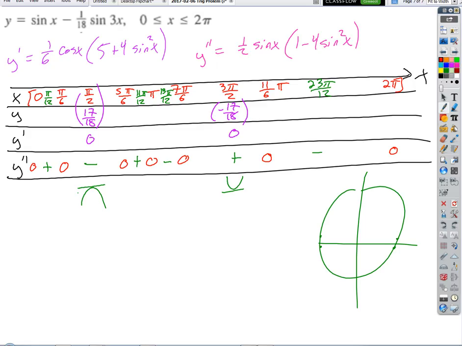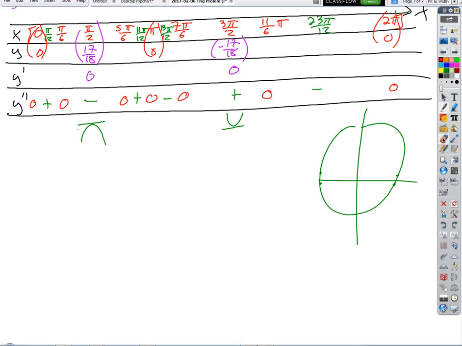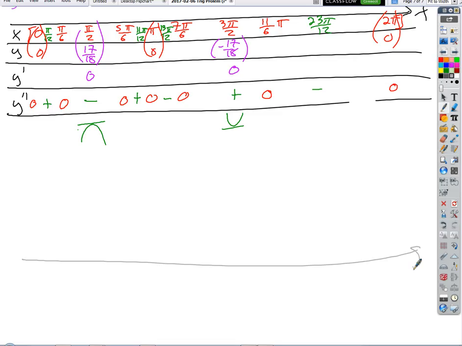At pi, we're going to get 0, right? And we get 0 at 2 pi, and there we're going to get 0. So that would be enough to graph this thing, right? So now if we wanted to sketch this, we know that halfway through, at pi, we're at 0. At 0, we're at 0, and at 2 pi, we're at 0.